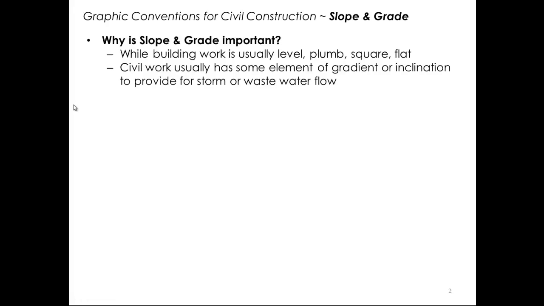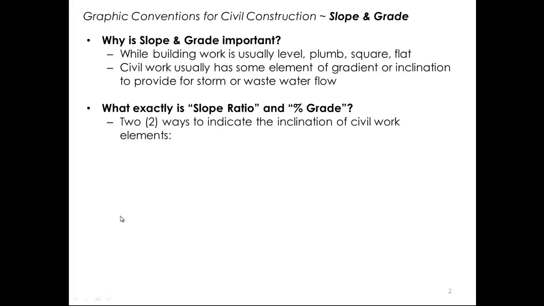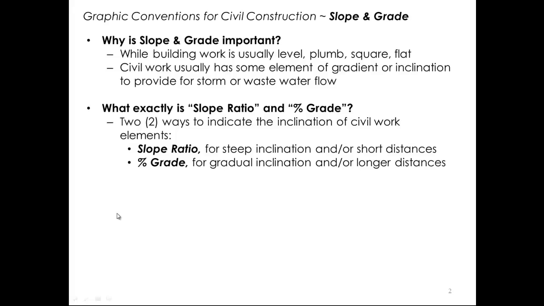Really, we seldom build anything flat because our grassed areas, our pavements, and our underground utilities must all have some type of a gradient in order to provide for the flow of water or wastewater. In short, it's got to run downhill. To help us build in this non-level requirement, then, we have the two conventions, slope ratio and percent grade. For short distances or fairly steep gradients, we use the slope ratio convention. And for more gradual inclinations and longer distances, we use the percent grade method.